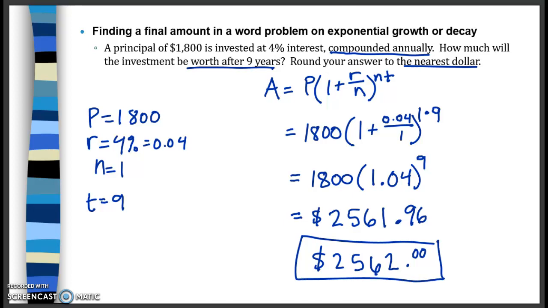So if we invest $1,800 at a 4% interest rate, after 9 years that's equal to $2,562. So there's importance in how many times it's compounded. Okay? And there's an importance in how much interest rate you have. We want a higher interest rate if we are investing.